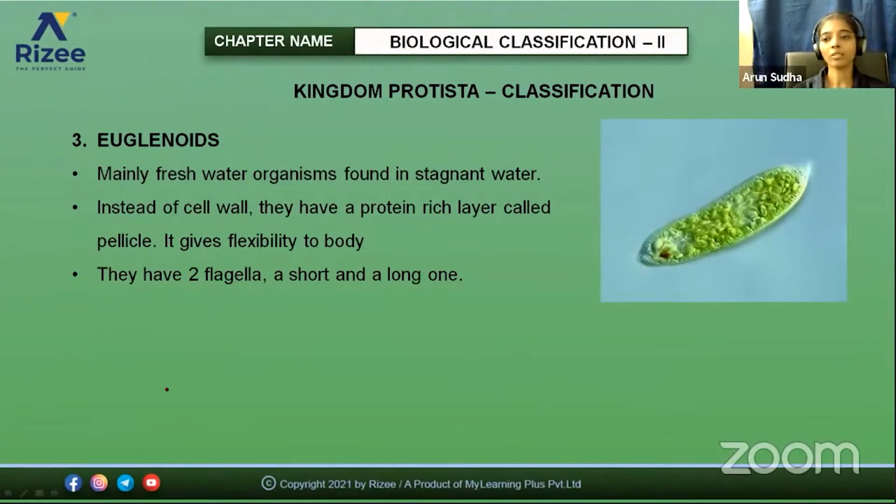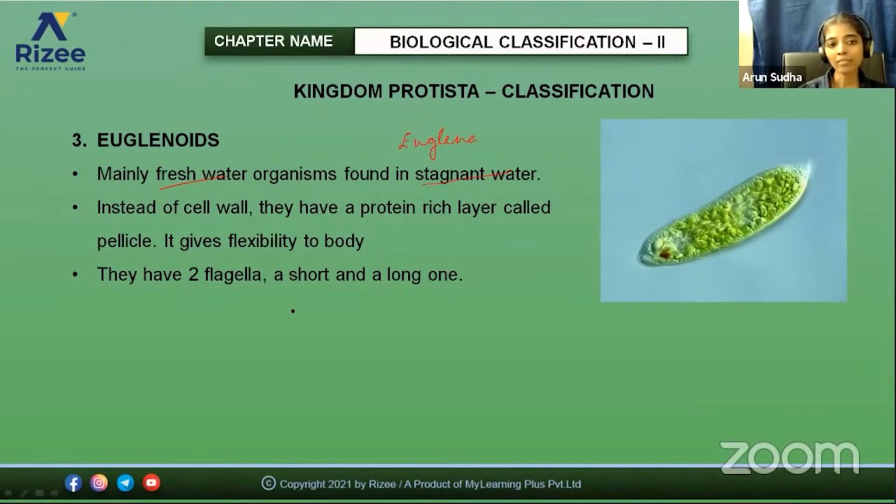Euglenoids. The famous example, the most common organism that comes under euglenoids, is Euglena. So Euglena is the common organism here. They are present in fresh water and also in stagnant water. So these are all aquatic organisms.